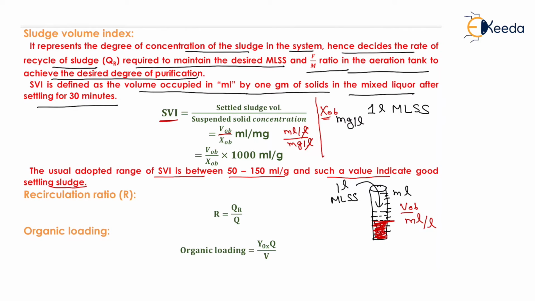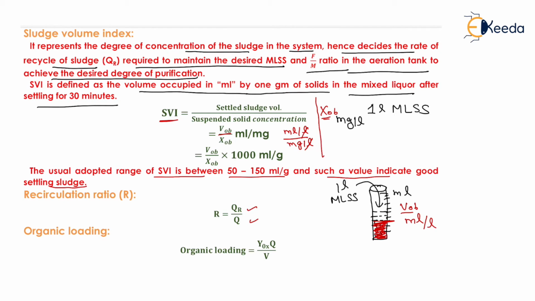Okay, now we can move to the next important parameter, that is the recirculation ratio. Now what is recirculation ratio? It is the ratio of recycled water to the original water supplied to the system as inflow. So it will be equal to QR upon Q. QR is the amount of water in the recycled form, and Q is the total inflow water.